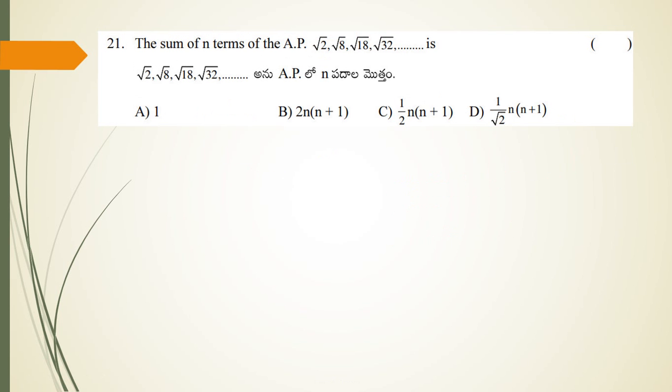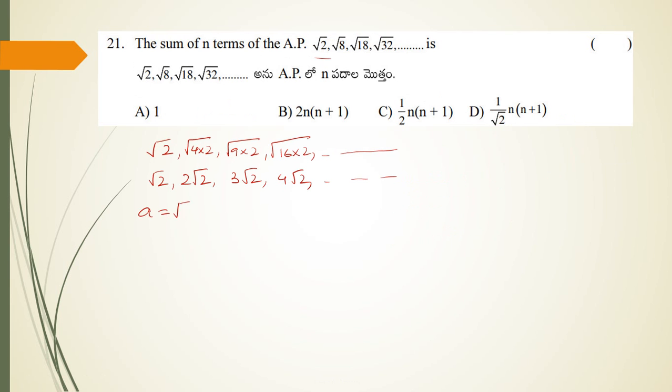So what did he ask? The sum of n terms of this particular AP. Now first of all, root 8 I can write as square root of 4 into 2, root 18 I can write as square root of 9 into 2, root 32 as square root of 16 into 2. So if you observe this, these are nothing but root 2, 2 root 2, 3 root 2, 4 root 2 and so on.